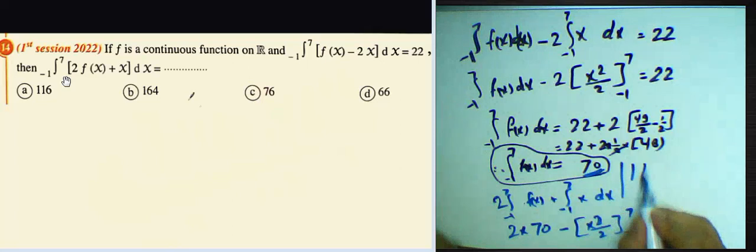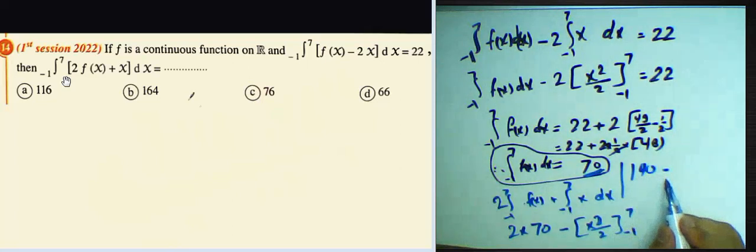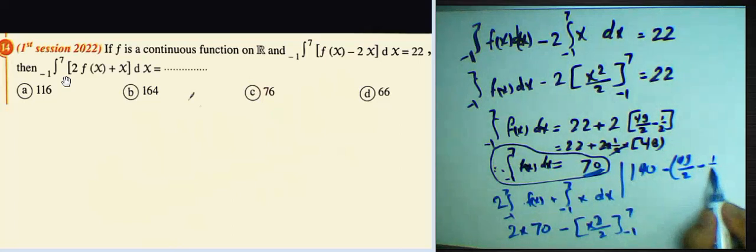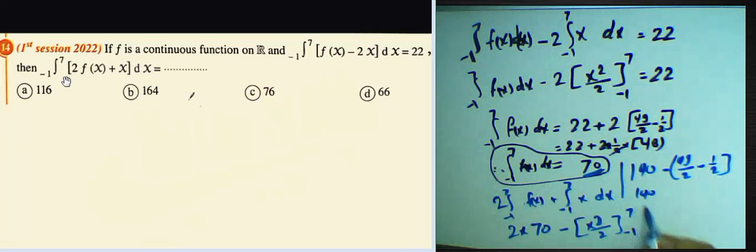Equals 140. Subtract 7 power 2, 49 over 2, subtract half. It will be 140 subtract half multiplied by 49 minus 1, which is 48. 140 subtract 24 will be: 10 minus 4 equals 6, 3 minus 2 equals 1, write 1 behind it, and the result will be 116.